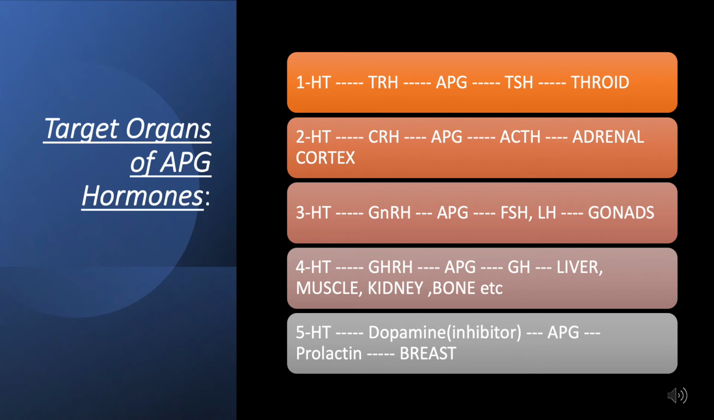5. Hypothalamus releases dopamine inhibitor and triggers anterior pituitary gland. Then, anterior pituitary gland releases prolactin and its target organ is breast.